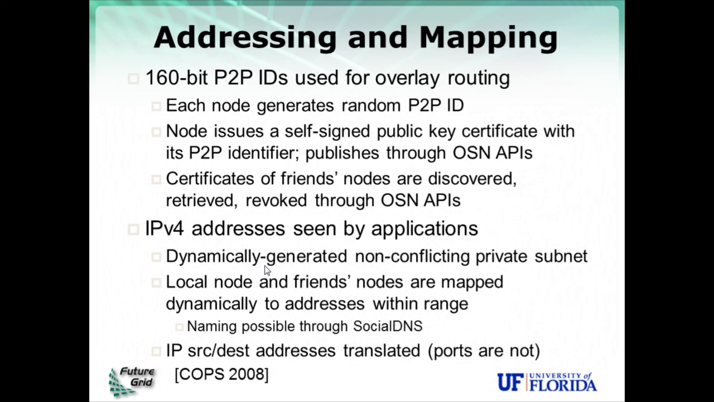Now, the IPv4 addresses that are seen by applications are mapped to these P2P identifiers, much like we saw the DHT mapped IP addresses to P2P identifiers in the regular IPOP. Here in SocialVPN, this mapping will be done in a different way. So each user will create a private network address space and will map their users to that private network address space. And the IP addresses will be translated in the process.